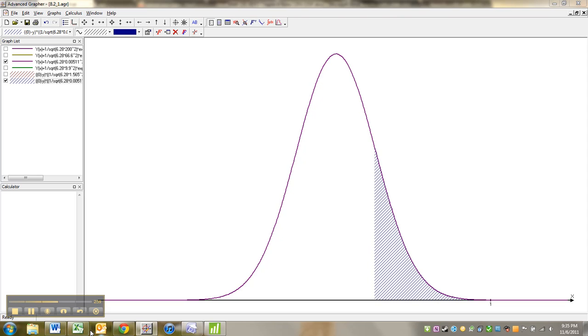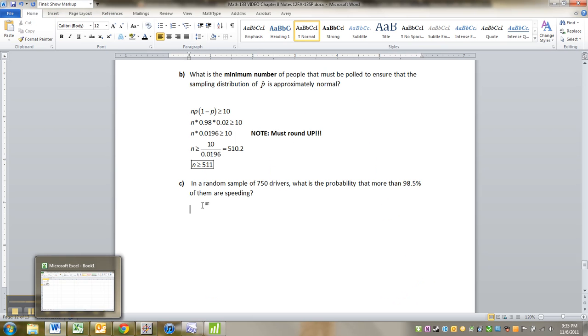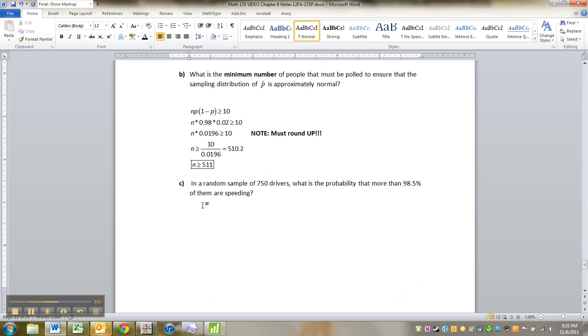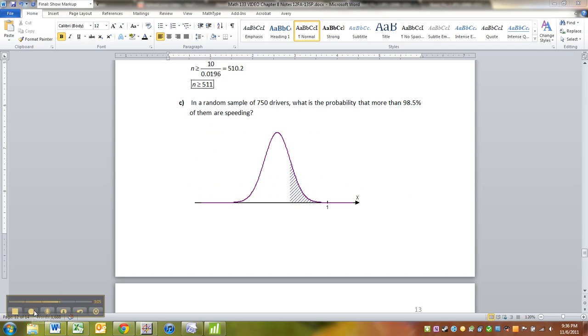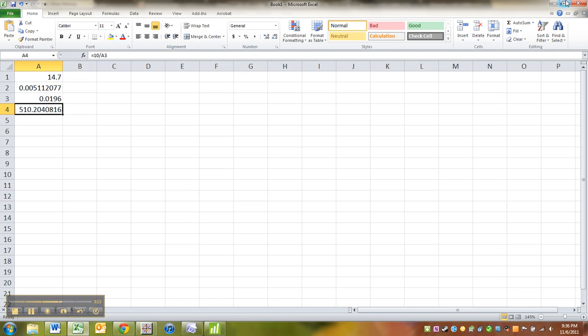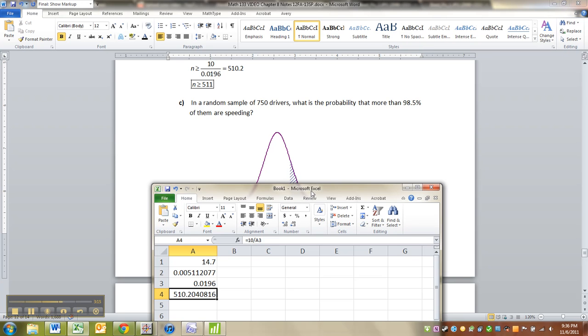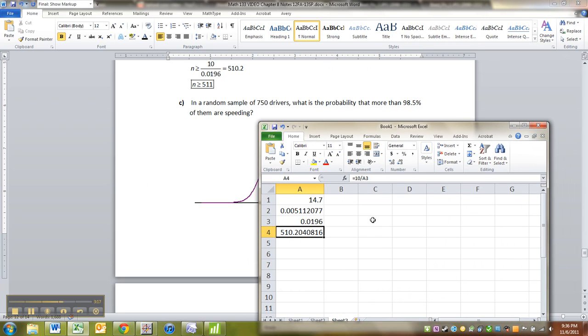I'll even paste it into my, oops, I just pulled up my email. I didn't really want to do that. Okay, there it is. Now, I want to find this area. It's a right tail area again with the calculator, with Excel, excuse me. So Excel is a type of calculator, right? All right, so let's do this.